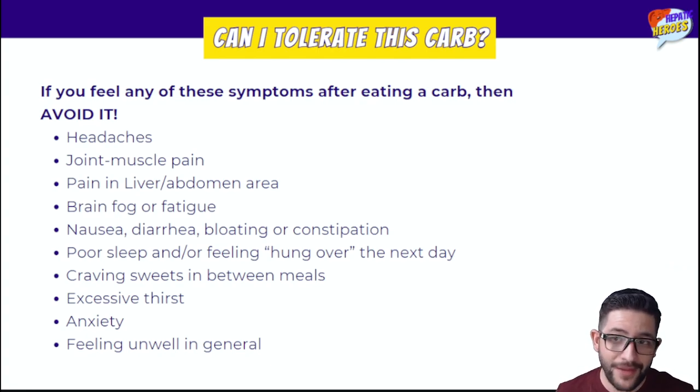So things like having headaches, joint muscle pain, pain in your liver or abdomen, brain fog or fatigue shortly after eating some kind of carby food, nausea, diarrhea, bloating, constipation. If you have poor sleep, or you feel sort of hungover the next day or the next morning, that's a pretty good sign to avoid that carb. If you are craving sweets in between meals, excessive thirst, anxiety, or just feeling unwell in general after eating it, then you probably should avoid it. And the reason is that these symptoms indicate that there's some kind of intolerance or inflammation that's being triggered in your body from that food.